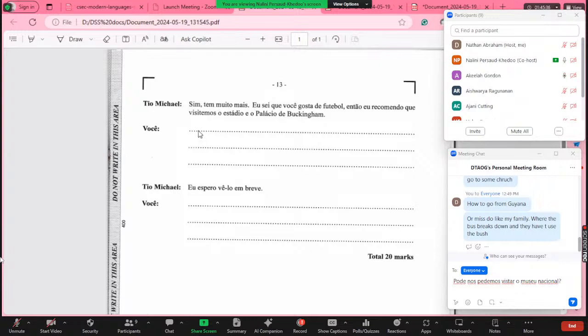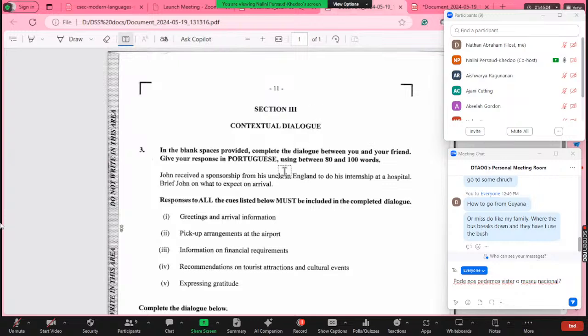You could say, okay, thank you, I can't wait. Right, so we can do that. We can take from here and put it here. Eu não espero. I cannot wait. Where are we going again? England? I think I read something about England. Yes, it is England.